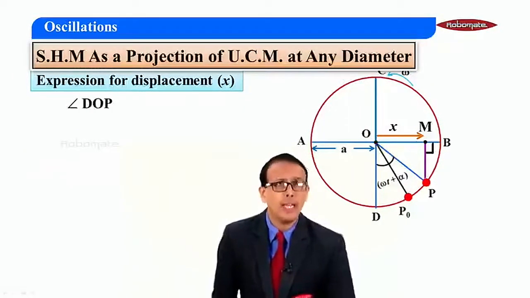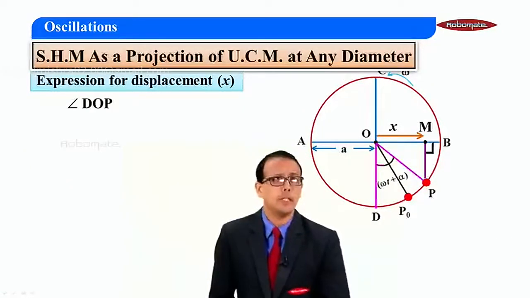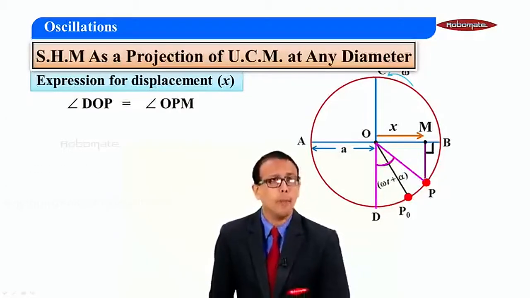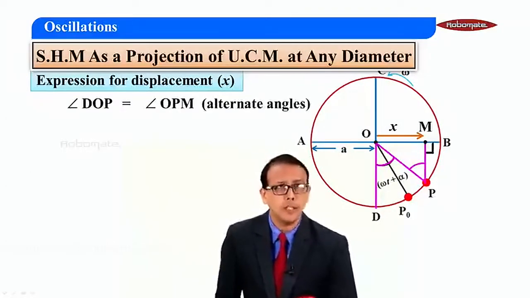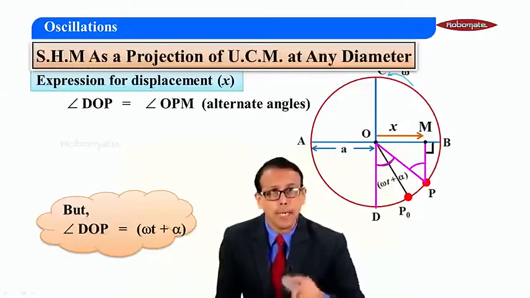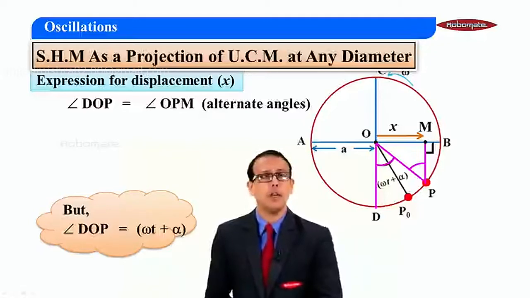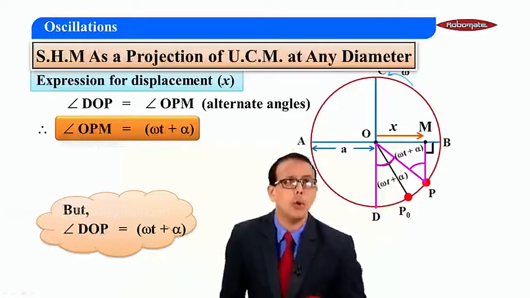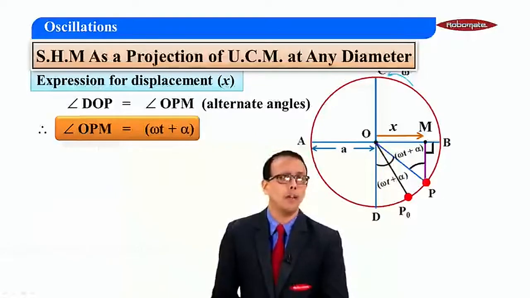So, angle DOP, this angle, should be equal to angle OPM. Reason? Yes, they are alternate angles. But you know angle DOP is omega t plus alpha. Therefore, my dear students, angle OPM is also omega t plus alpha.